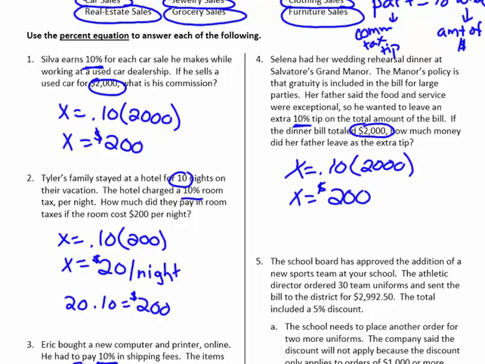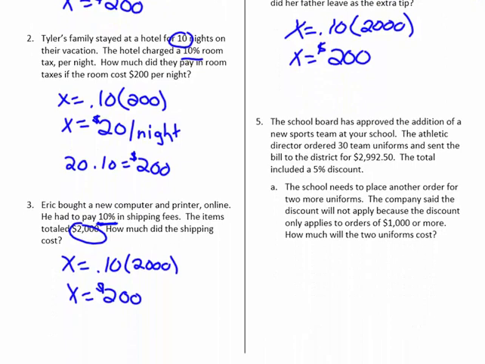All right, now let's get into a little bit more complicated problem. The school board has approved the addition of a new sports team at your school. The athletic director ordered 30 team uniforms and sent the bill to the district for $2,990.50. The total included a 5% discount. The school needs to place another order for 2 more uniforms.